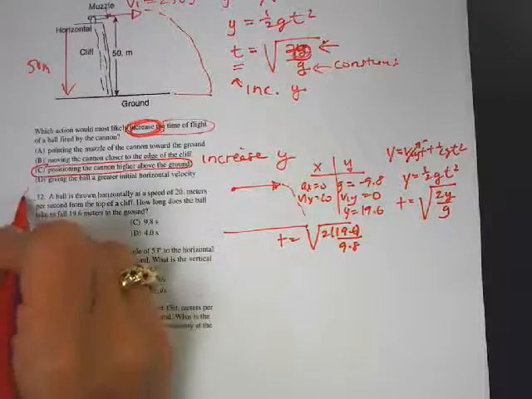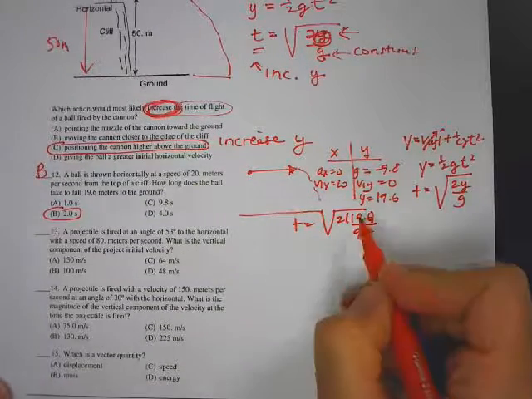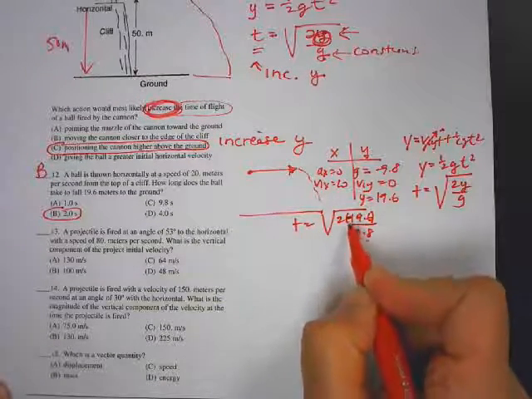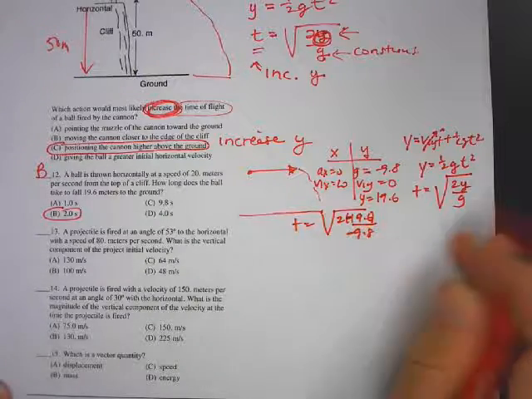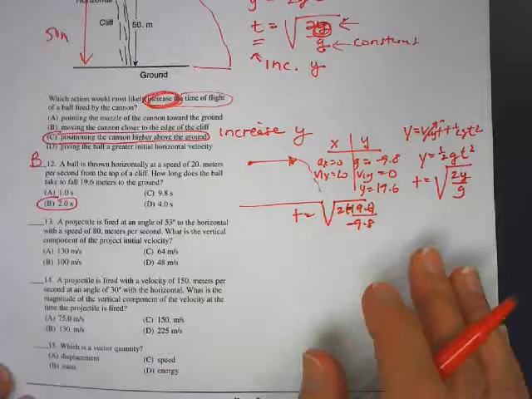Why isn't it a negative? Oh wait, because they're both negative. 19.6 is negative, and this is negative, and the negative in the numerator and the denominator cancel, so then we don't have a negative under the radical, because that wouldn't make sense.